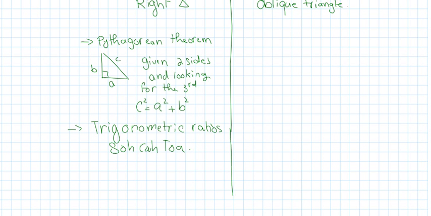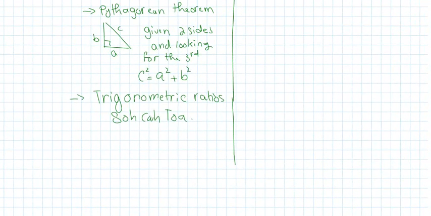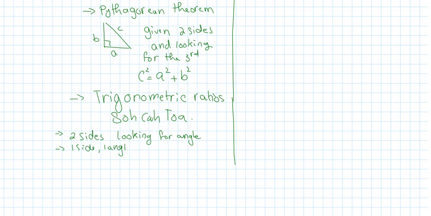So you need to have, it doesn't matter which one. You can pick which SOHCAHTOA to use, but you need either two sides and you're looking for an angle, or you need a side and an angle, and I'm looking for another side.